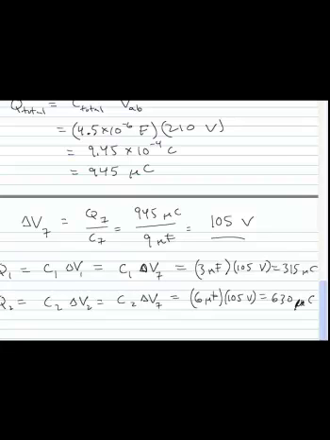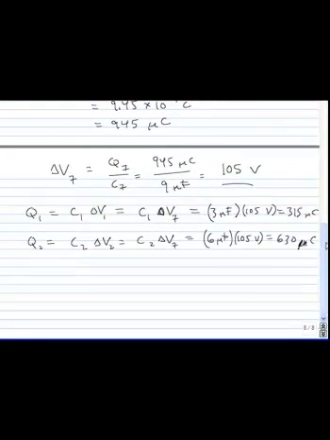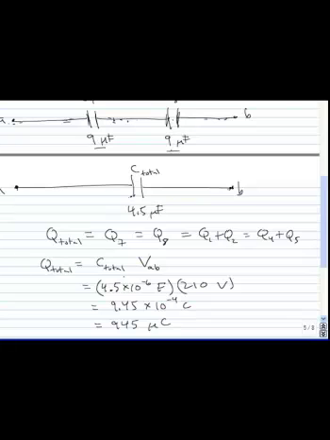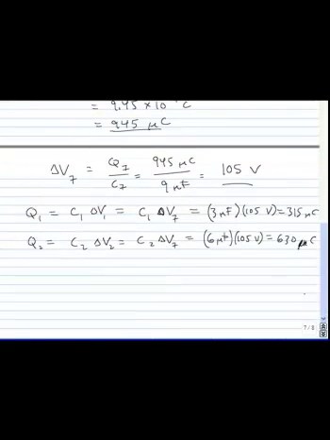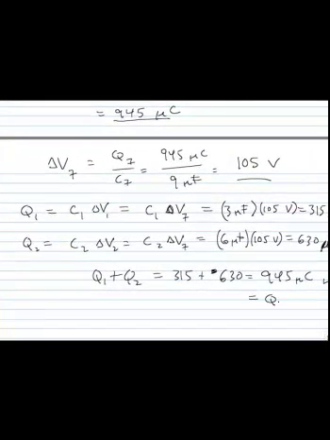So let's do a quick check. We've calculated Q1 and Q2, and we know what Q1 and Q2 have to add up to be. They have to add up to be Q7, which is 945. Let's take a quick check. Q1 plus Q2, 315 plus 630 is 945. So that looks like it checks out to me. That's equal to Q7. Okay, so far so good.